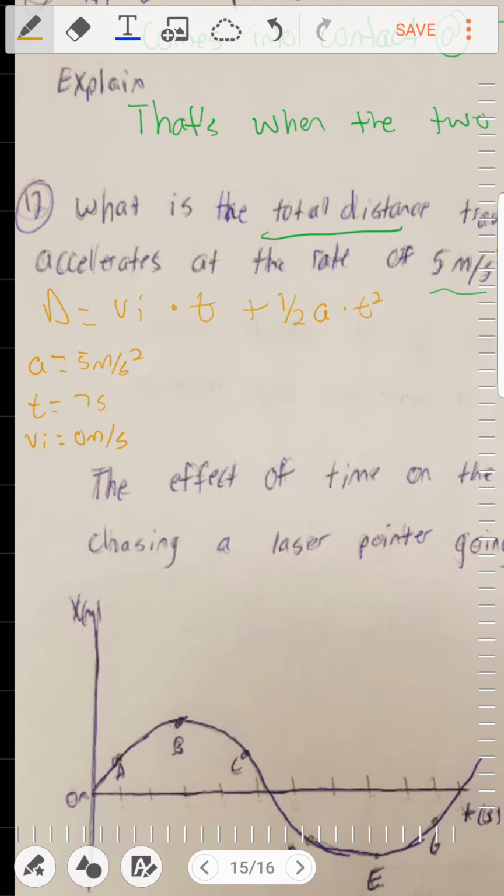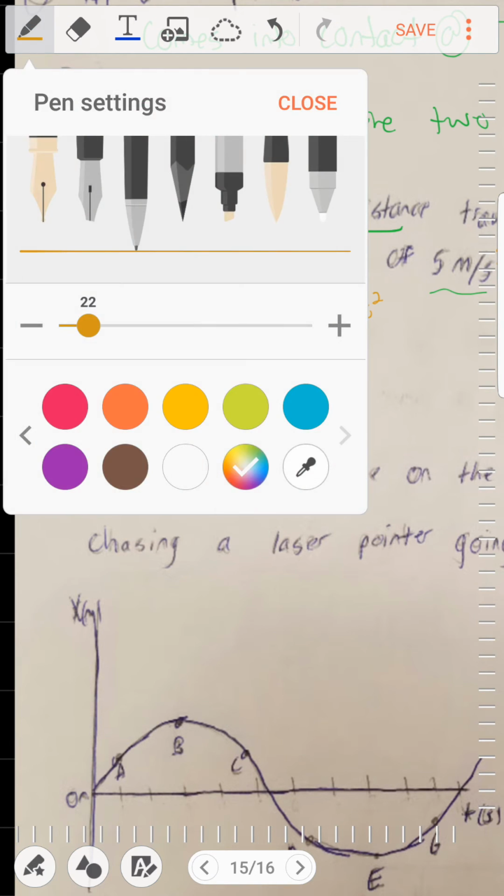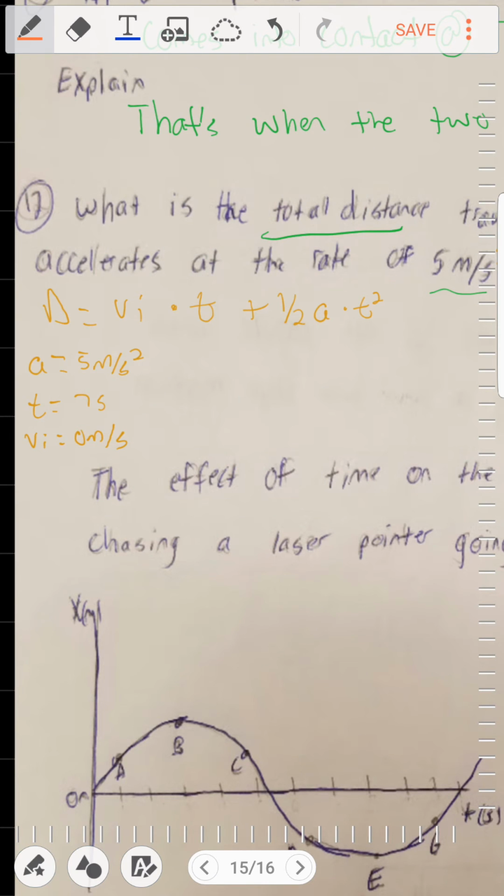Let's plug them in. So it's going to equal, what's my V sub i? So D equals, V sub i is 0 meters per second times 7 seconds. Take care of that first.